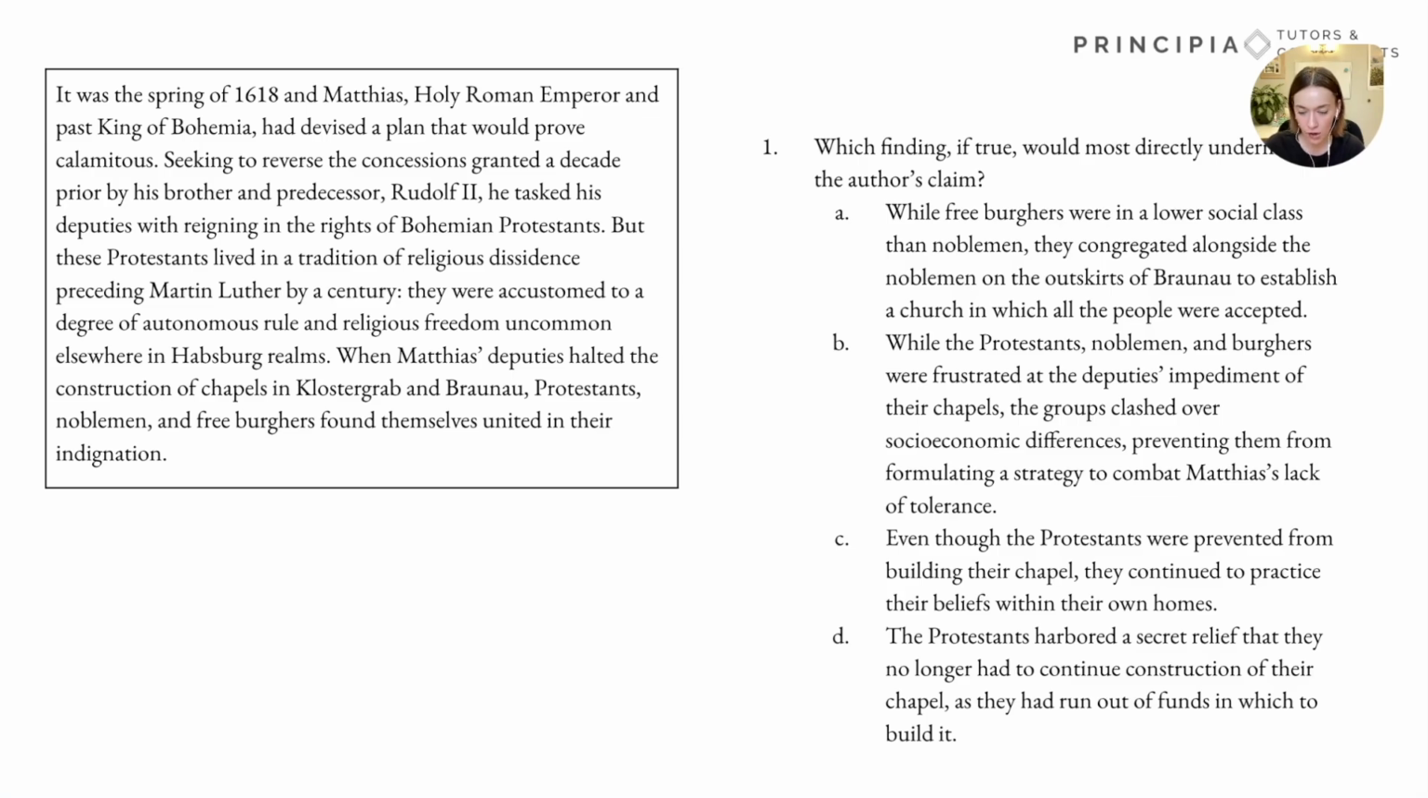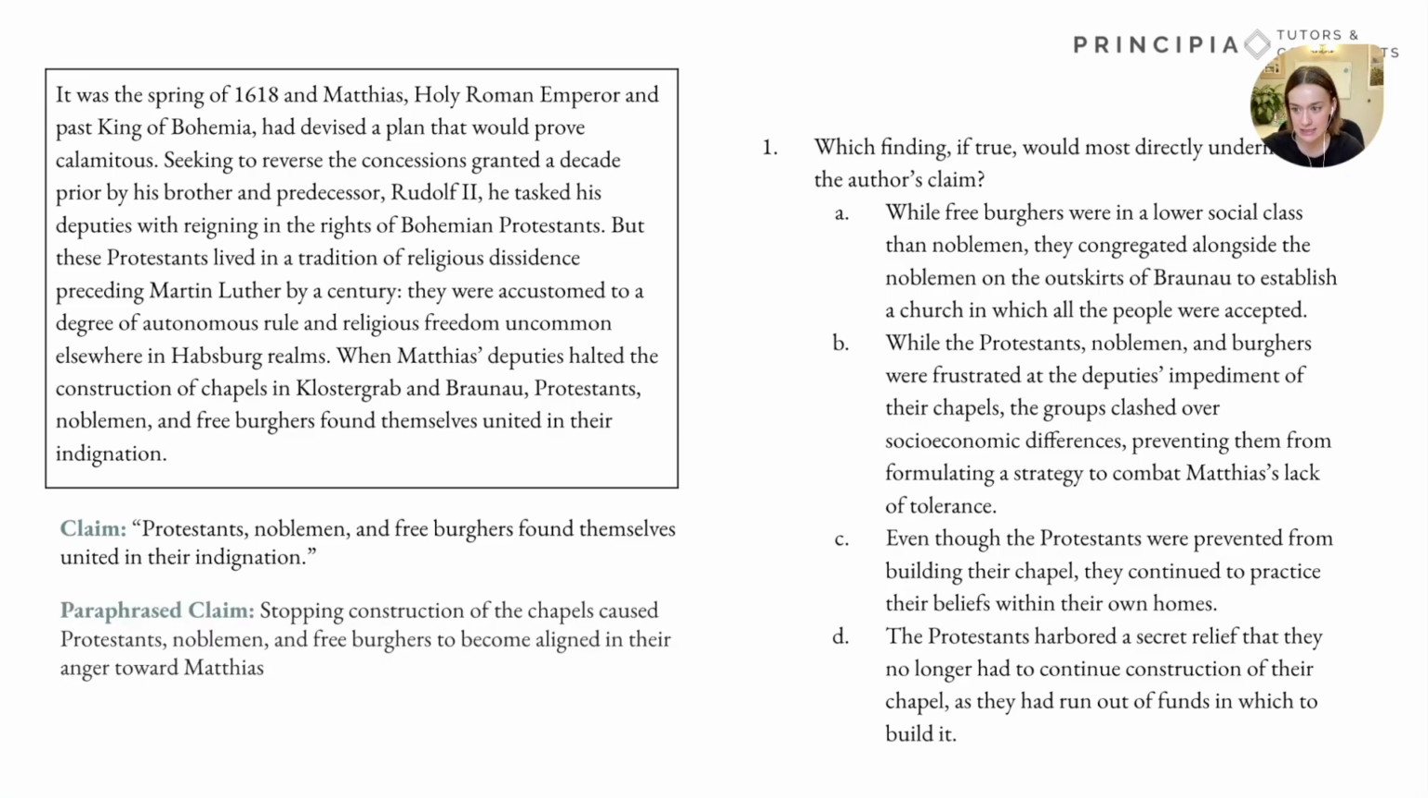All right, so our claim is going to be that last chunk: Protestants, noblemen, and free burghers found themselves united in their indignation. So I might paraphrase this to say, stopping construction of the chapels caused Protestants, noblemen, and free burghers to become aligned in their anger toward Matthias. Okay. Now, we're not supporting this. We're making sure we undermine it.